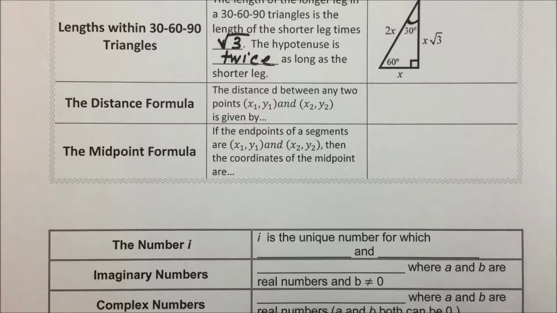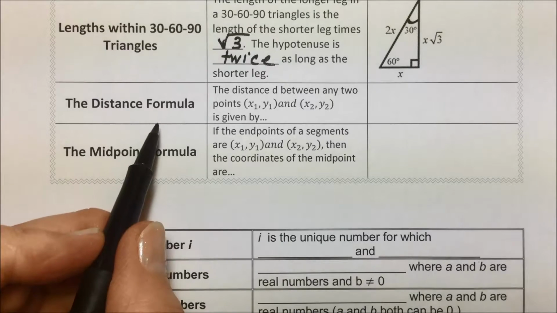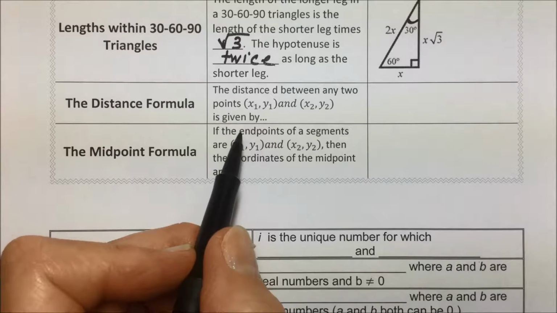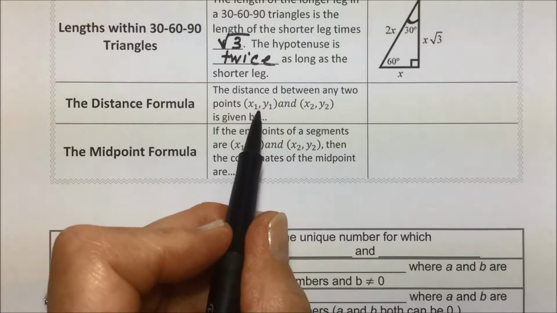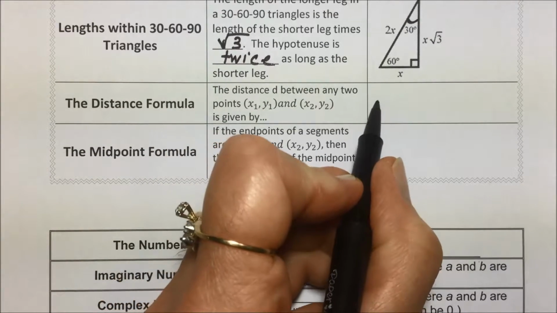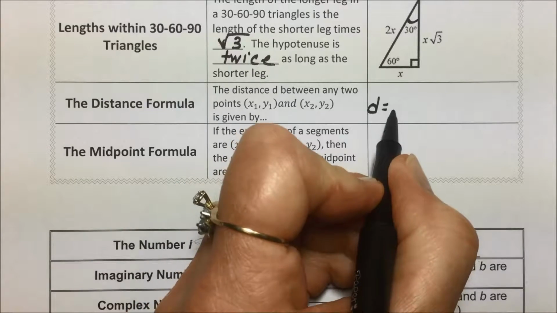Section 7.7, Intermediate Algebra, we're going to take a look at the distance formula, which is derived from the Pythagorean theorem. It states that the distance between any 2 points, given the coordinates here, is given by the following formula. We'll let the distance between the points stand for d.